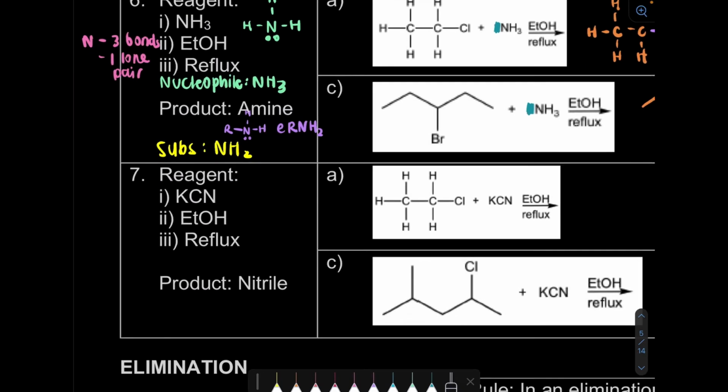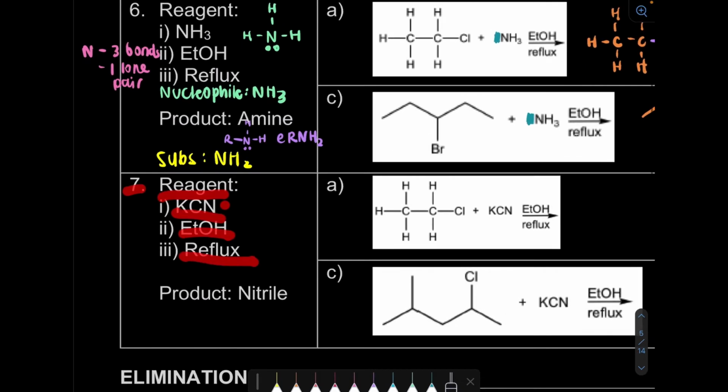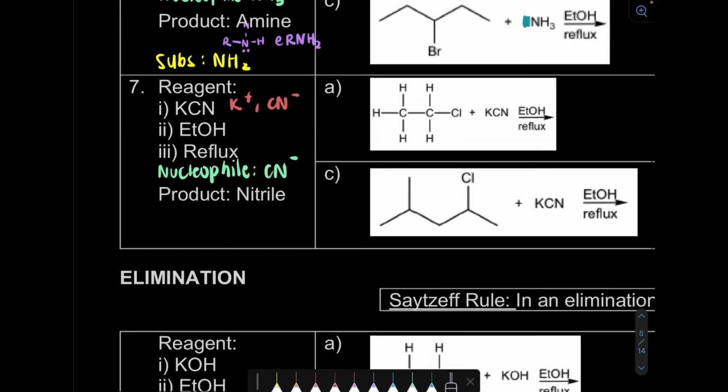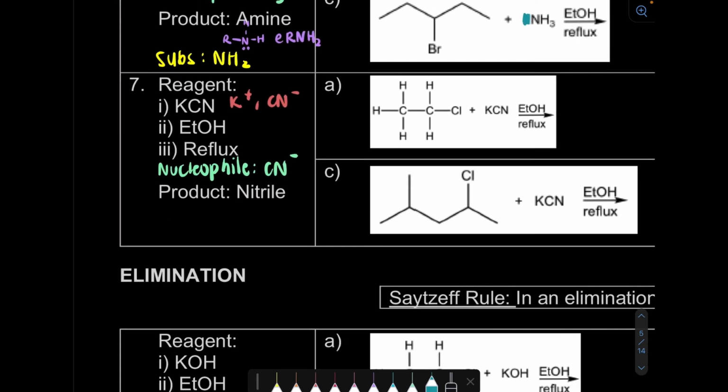So let's look at number 7. In this case, our reagent is KCN, so there is K plus with CN minus. Actually sodium also works. In this case, our nucleophile is CN minus because it is negatively charged. So our product is nitrile. Nitrile is our CN.